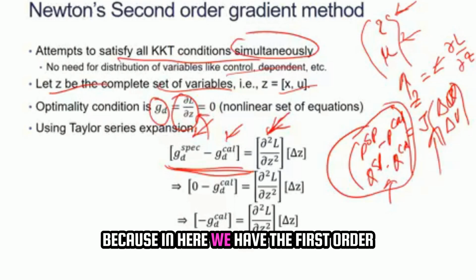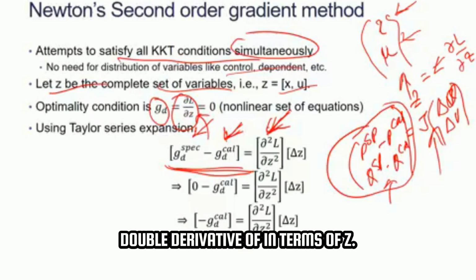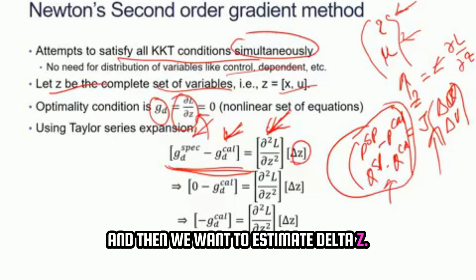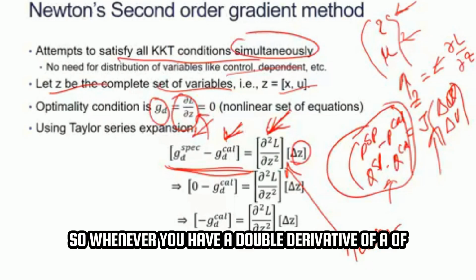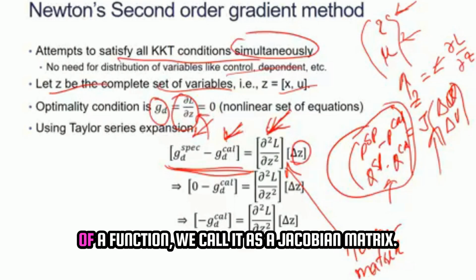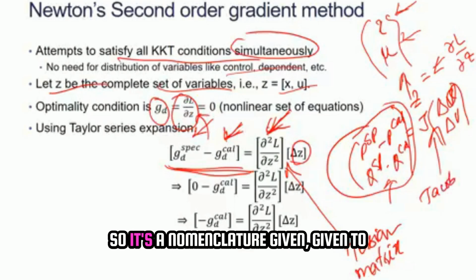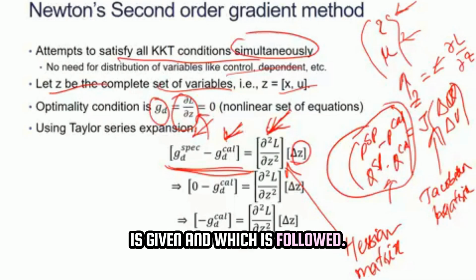Because in here we have the first order derivative on the left hand side, the right hand side will be a double order derivative. So that's why we say it is the partial double derivative in terms of z, and then we want to estimate delta z. And this matrix is actually known as the Hessian matrix. Whenever you have a double derivative of a function, you call it a Hessian matrix. When we have a single derivative of a function, we call it a Jacobian matrix. So it's a nomenclature given to naming of these two matrices, which is followed.